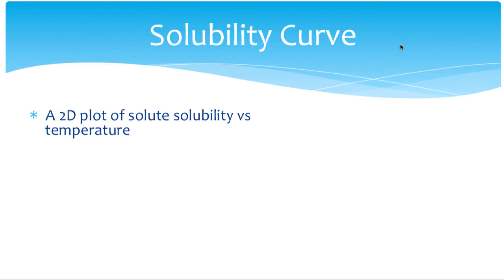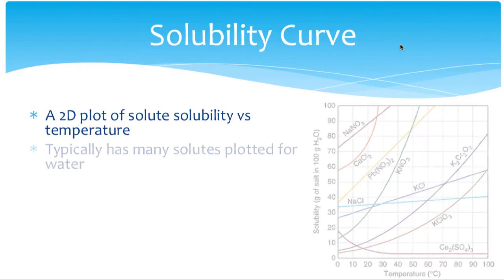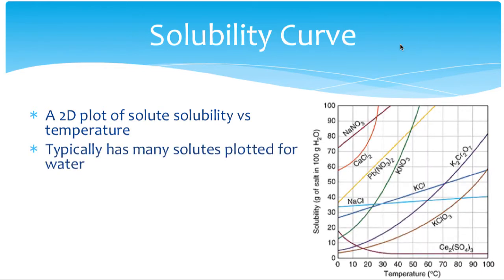So let's turn the corner then and start talking about how we represent some of this stuff mathematically. And we'll start with something known as a solubility curve. A solubility curve is a two-dimensional plot of solute solubility versus temperature. It's typically plotted with many solutes shown on the same graph. And as we talked about, here is our temperature on the x-axis down here, and here is our solubility on the y-axis in grams of solute per 100 grams of water.